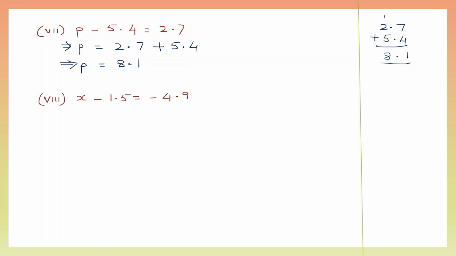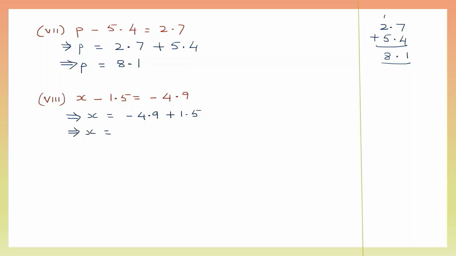Question 8 now. X minus 1.5 equals minus 4.9. So let's solve for X. X is equal to minus 4.9, minus 1.5 will now become plus 1.5. So what is the value of X? We have to solve this.